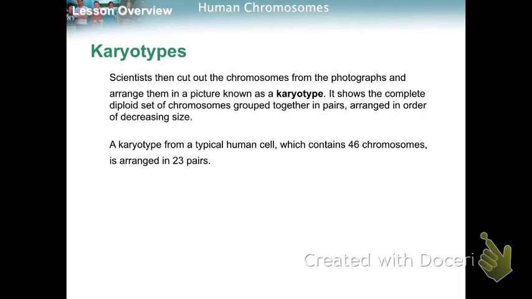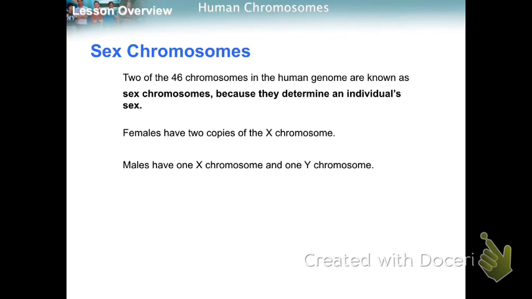This is kind of a review of what I just said. Karyotype is the diploid set of chromosomes grouped together in pairs, arranged from largest to smallest, 23 pairs in a human karyotype. In the lower right of the karyotype, we have the sex chromosomes. Females are XX, males are XY.